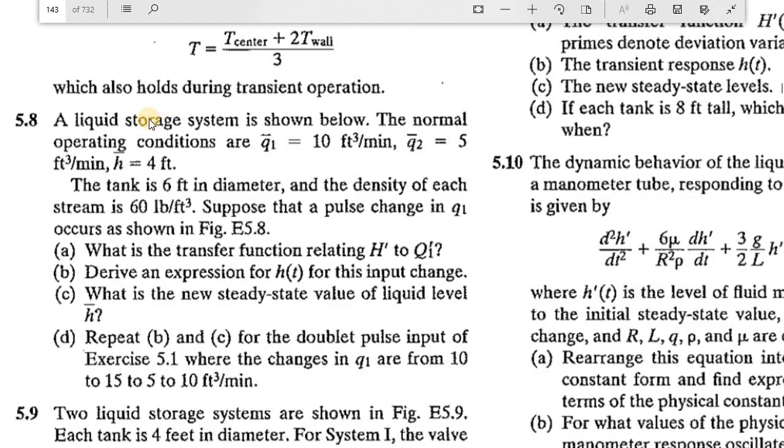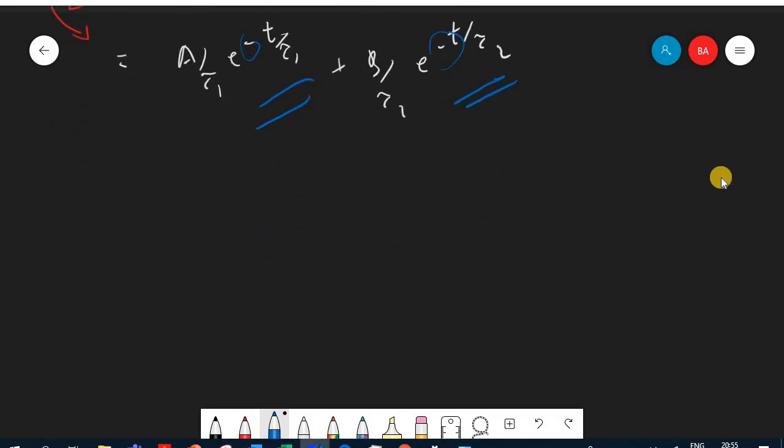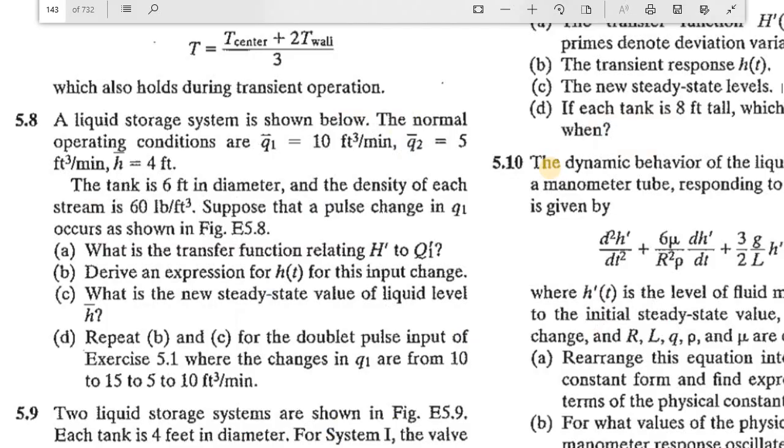Okay, so for 5.8, we are going to solve 5.8. Here's 5.8: I have a liquid storage system shown below. At the normal operating condition, Q1 bar is equal to 10 feet cube per minute, Q2 bar is equal to 5 feet cube per minute, and H bar is equal to 4 feet. This bar means steady state.